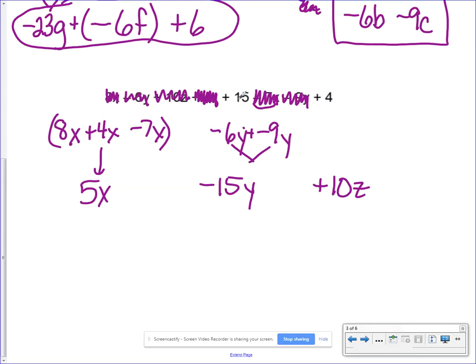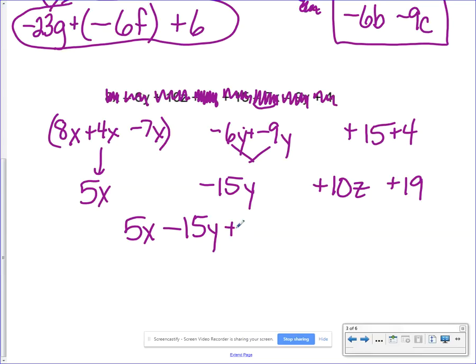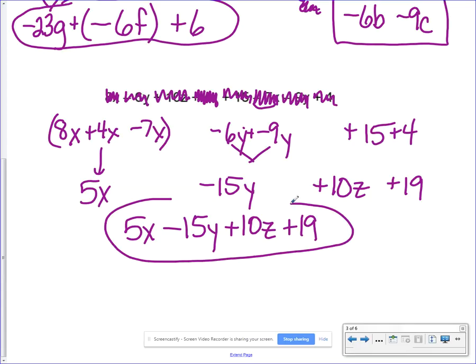Constants, I have a plus 15, plain old number, plus 4, plain old number. That gives me plus 19. Now this is kind of spread out, so I'm just going to write it so it's combined more closely. A negative 15y, a positive 10z, a plus positive 19 or plus 19. That's the simplifying you can do. That's it.